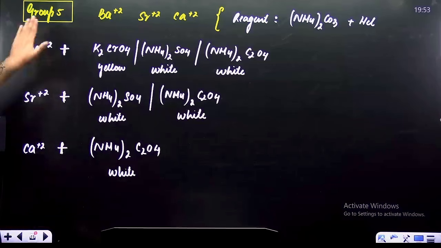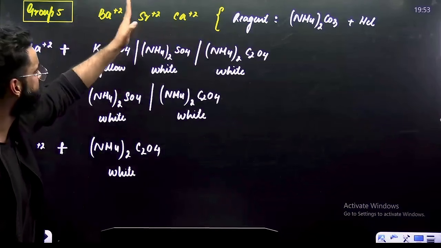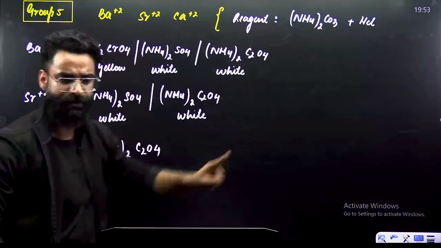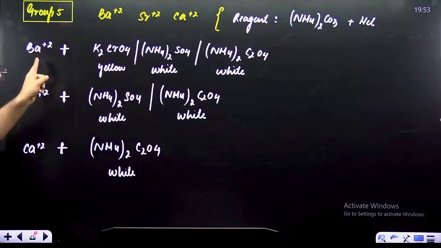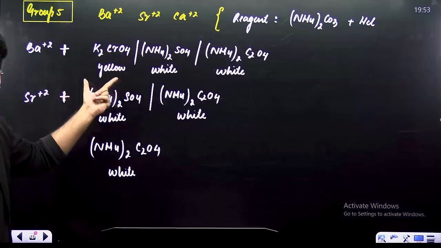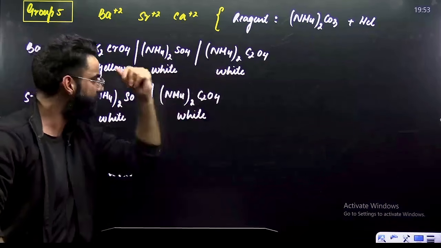Similarly, my dear students, group 5. Group 5 contains these cations: Ba²⁺, strontium Sr²⁺, and calcium Ca²⁺. This is the reagent used. Now Ba²⁺ on reaction with K2CrO4 gets a yellow color. Similarly, Ba²⁺ on reaction with this, you get white color. Here also you get white color.